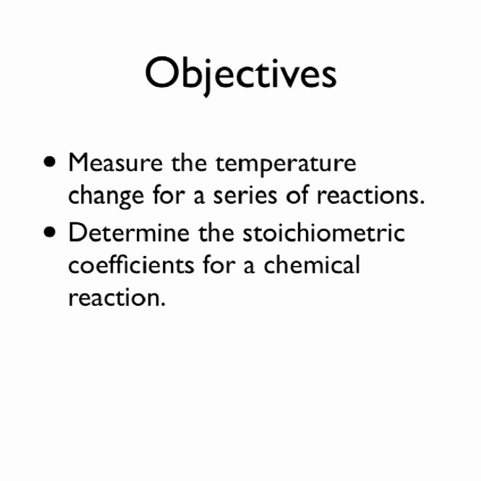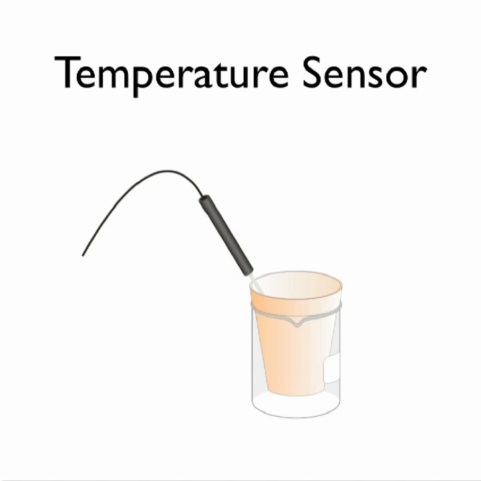In this experiment, your objectives are to measure the temperature change for a series of reactants, and determine the stoichiometric coefficients for a chemical reaction. In our procedures, we're going to connect a temperature probe to the Vernier computer interface. You will start the Logger Pro program file 09 mole ratio on your computer.